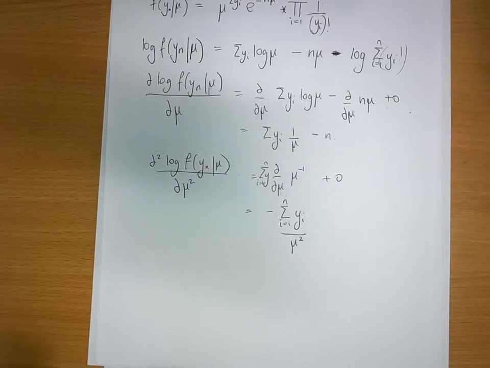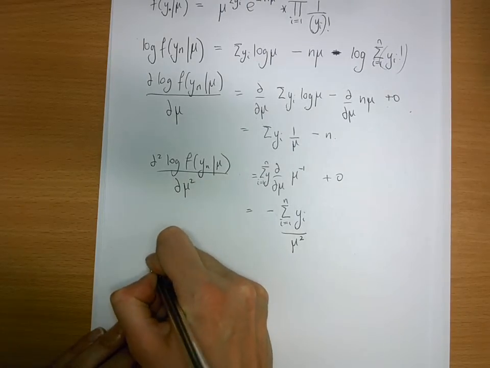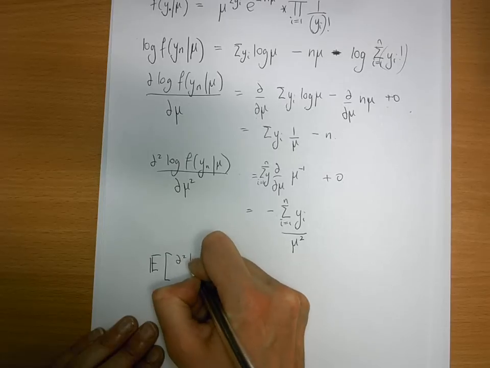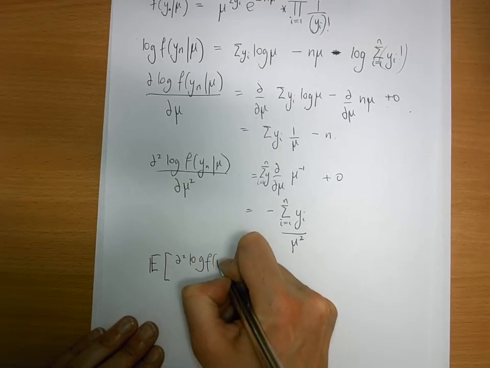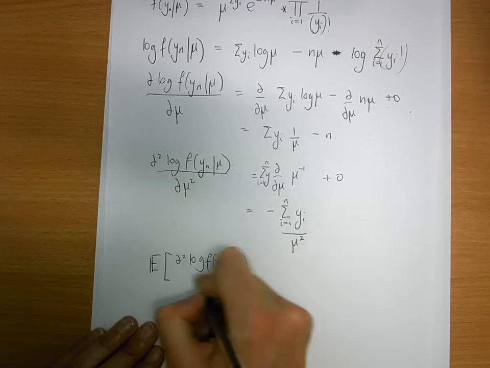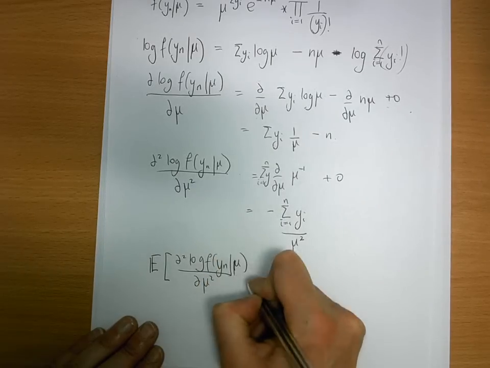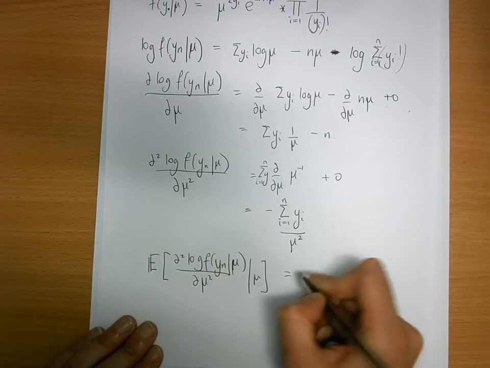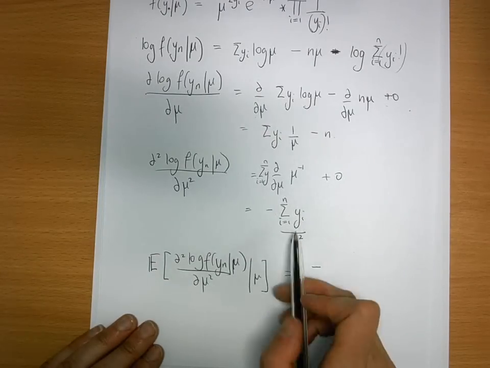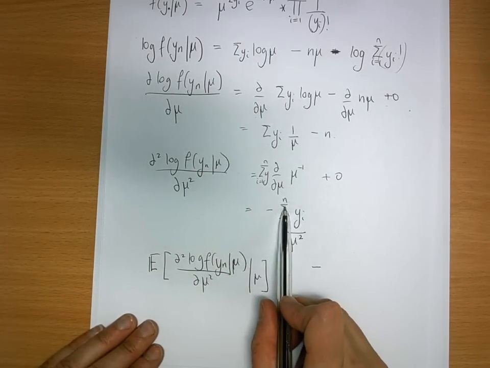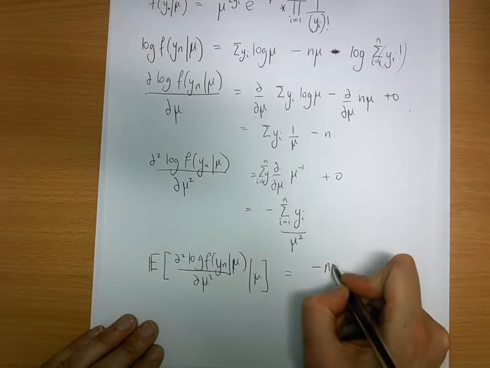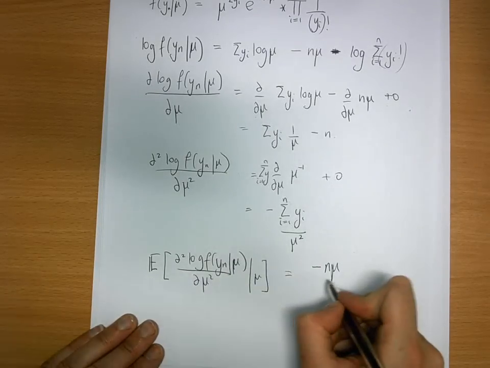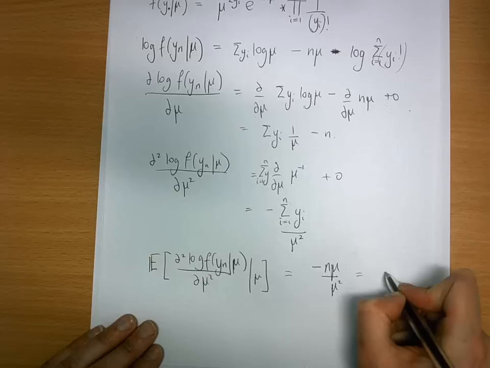Okay, so we've made quite a bit of progress. Now we have to get the expected value of that with respect to mu. So we have the expected value of all of this, the second derivative of log f of yn given mu, with respect to mu squared. We're given mu, so that's going to be minus, what's the expected value of this? It's going to be n mu over mu squared, which equals minus n over mu.